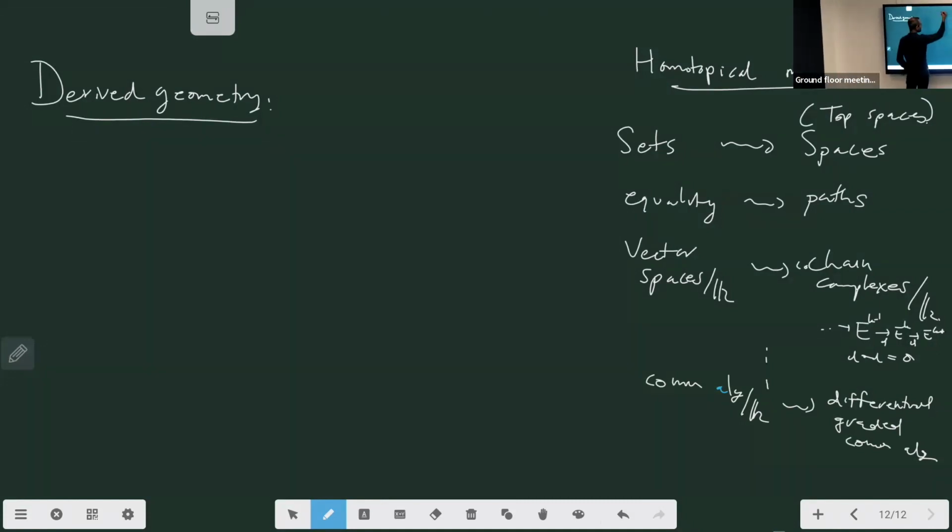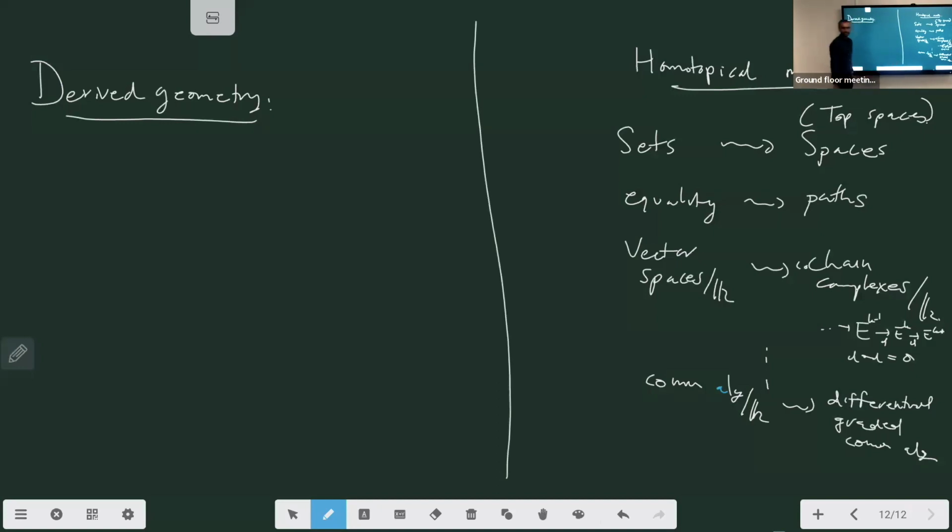So derived geometry is just geometry in this context, right? If I want to take the notion of a scheme and upgrade it to this homotopical or derived world, what should I do? I should replace my rings by differential graded rings, and I should replace my sets by spaces. And I should comment that you can get back to the ordinary world by taking connected components. If I have a space, I can take connected components and I get an ordinary set.